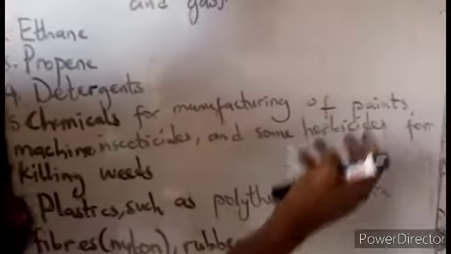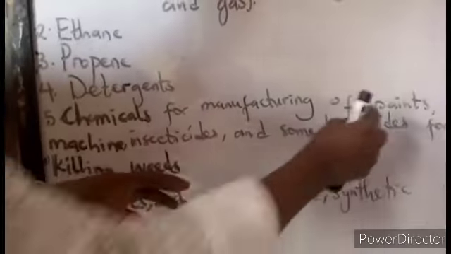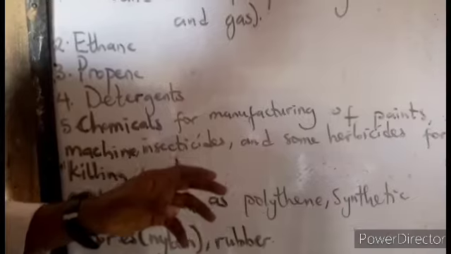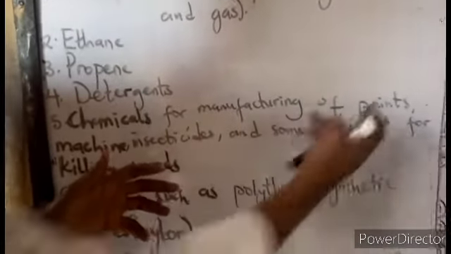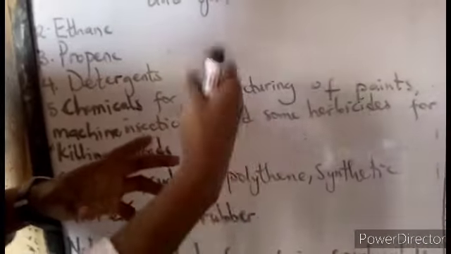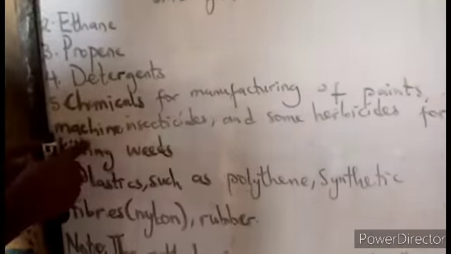Now, chemicals for manufacturing of paint. That means the chemicals for manufacturing paint, the one used to paint the walls of your house, the room and outside the house. The paints are gotten or extracted from petrochemicals.